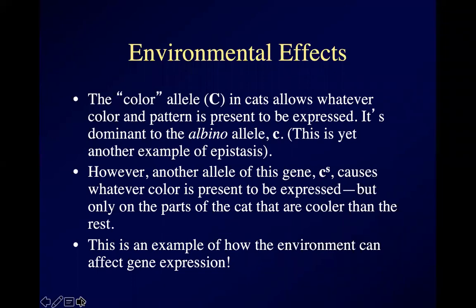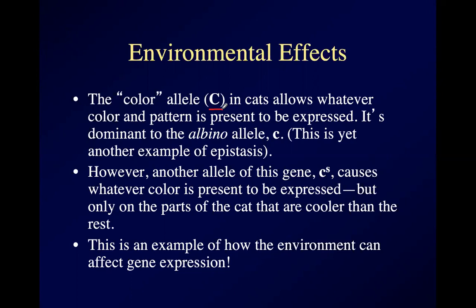There's an allele in cats that's just called the color allele. And the color allele, if it's present, allows all of these other color genes to be expressed. So if a cat has at least 1 copy of the dominant big C allele, then the cat can show colors like black or brown or orange, which I will actually have to talk about later, or gray or lilac or calico or tortoiseshell, which I will also talk about later.